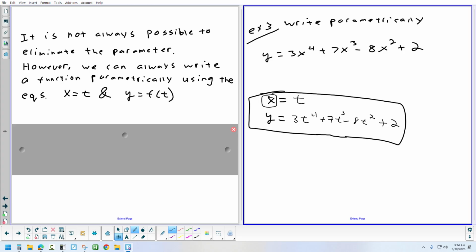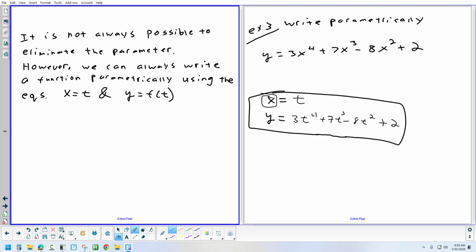Is that the only way you could make it parametric? No. You could come up with other ways. But that's the simplest way. Feels kind of cheap, but it works. Any question on that?